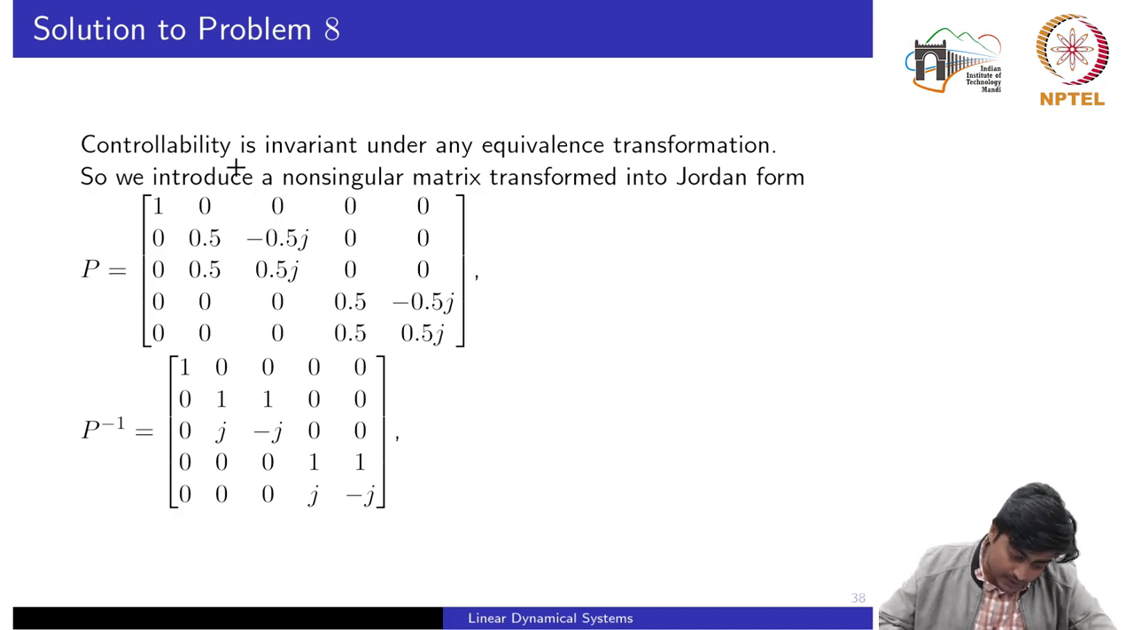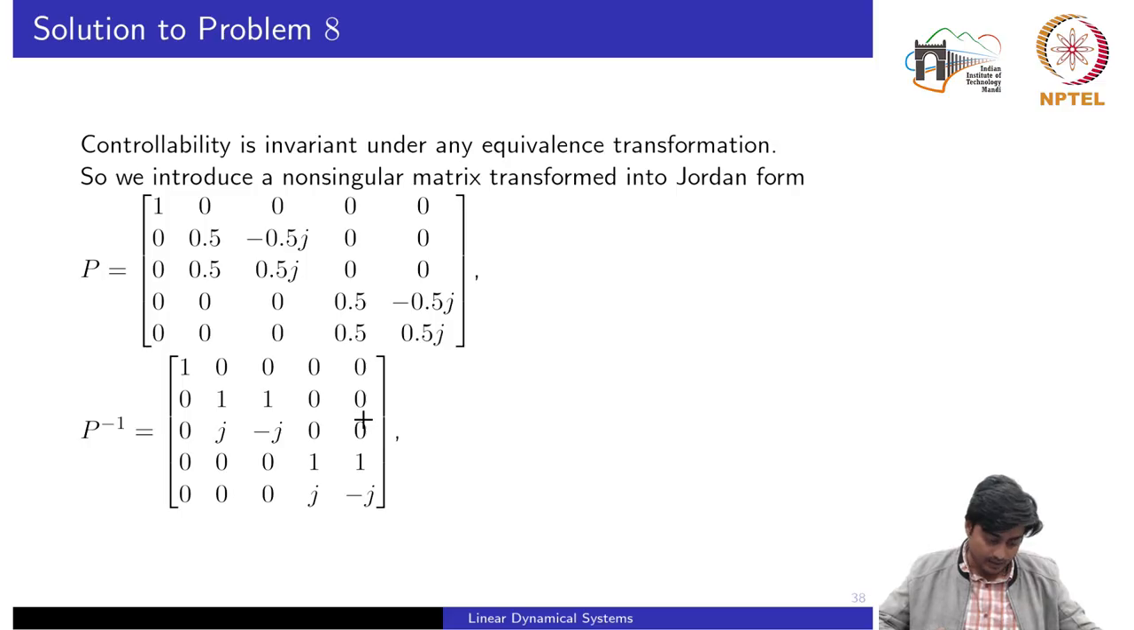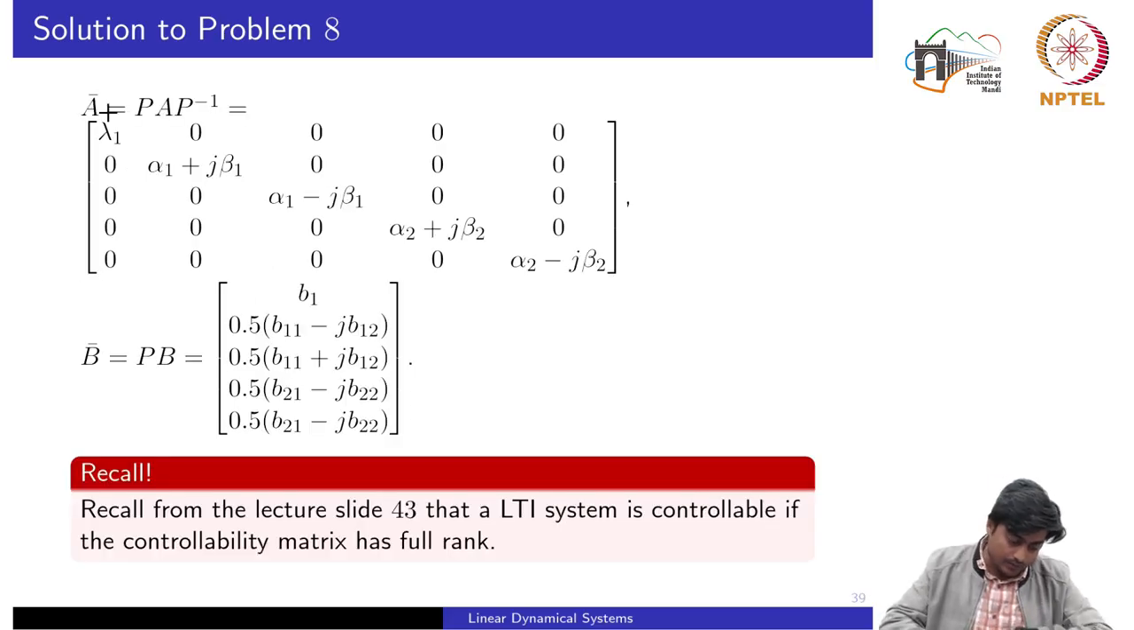We know that controllability is invariant under any equivalence transformation. So we can introduce a non-singular matrix to transform into Jordan form. This matrix we have been using is P, computing P inverse, we get this. Computing this A bar, we see we have this PAP inverse which we have been seeing from the beginning. Now this matrix becomes a complex matrix.